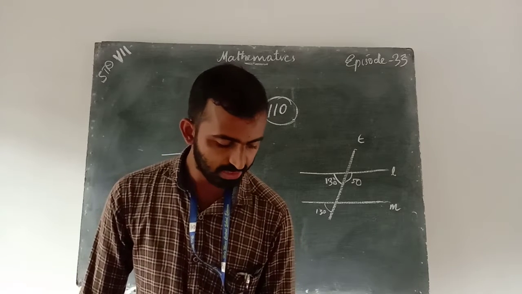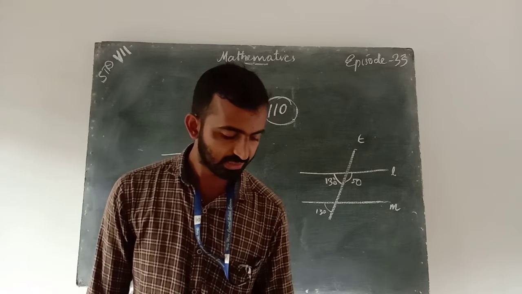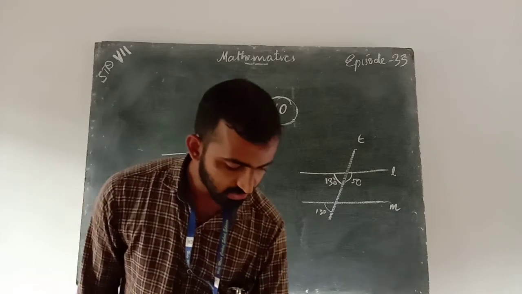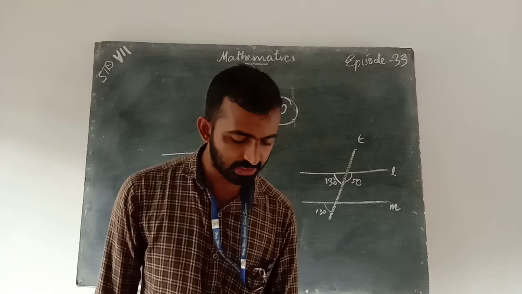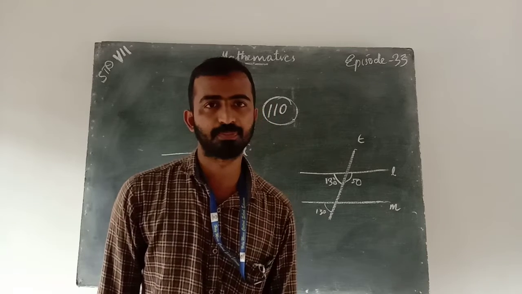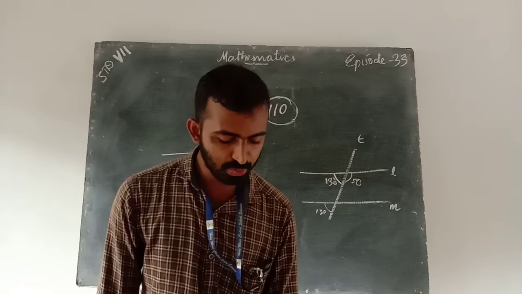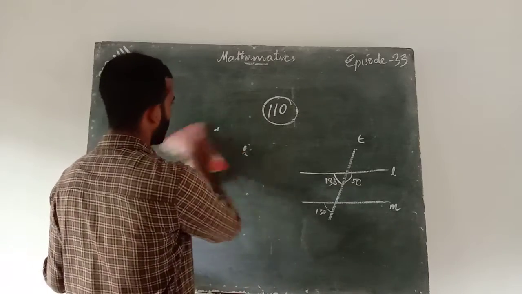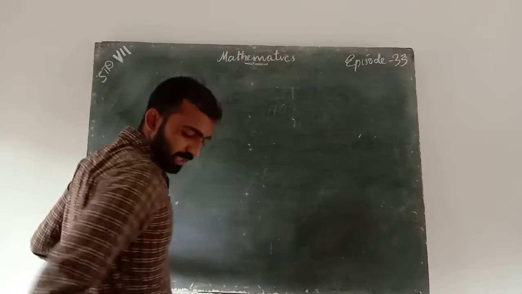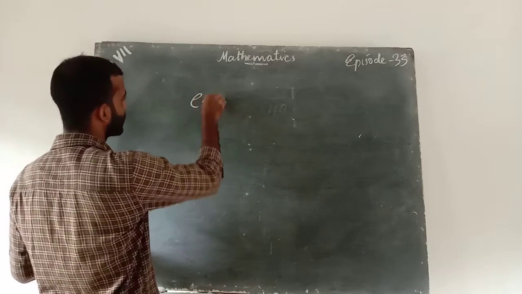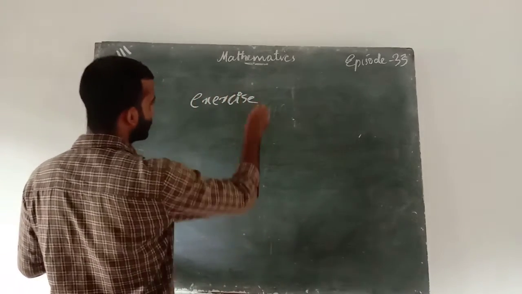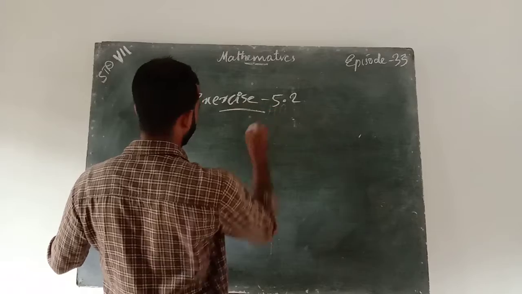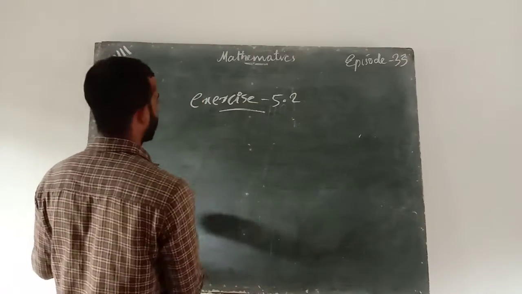And next, we are going to discuss our Exercise 5.2, our last exercise. First question: state the property that is used in each of the following statements. The question figure is in Exercise 5.2. First question.